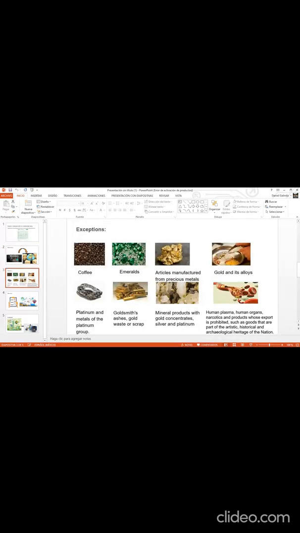As exceptions, the following products may not be exported as samples with no commercial value: coffee, emeralds, articles manufactured from precious metals, gold and its alloys, platinum and metals of the platinum group, goldsmith ashes and gold waste or scrap, mineral products with gold concentrates, silver and platinum, human plasma, human organs, narcotics and products used for their production, as well as goods that are part of the historical and archaeological heritage of the nation.